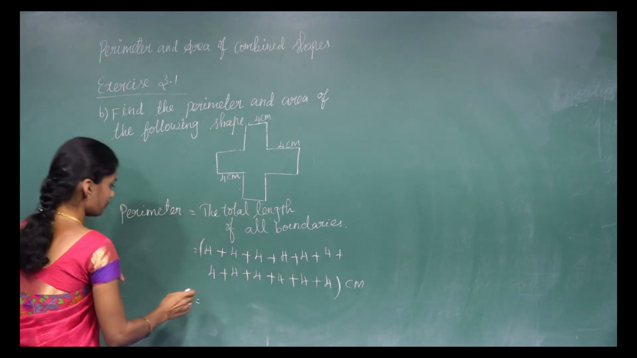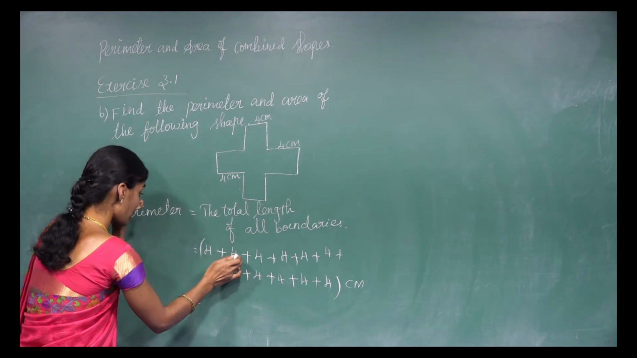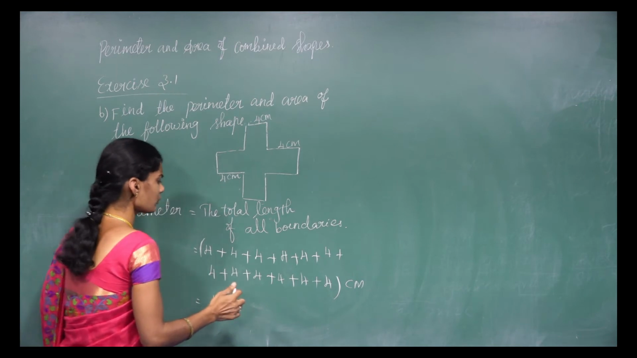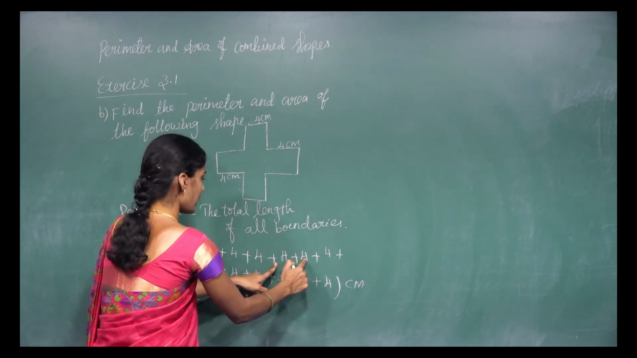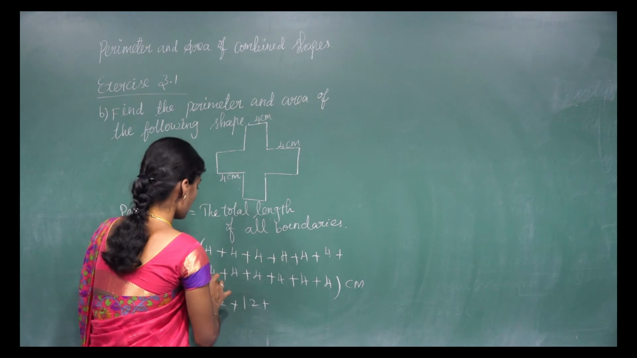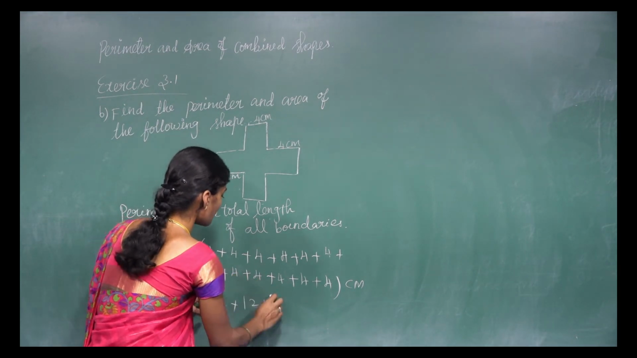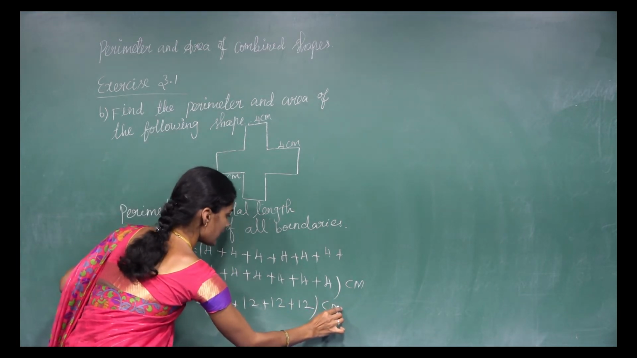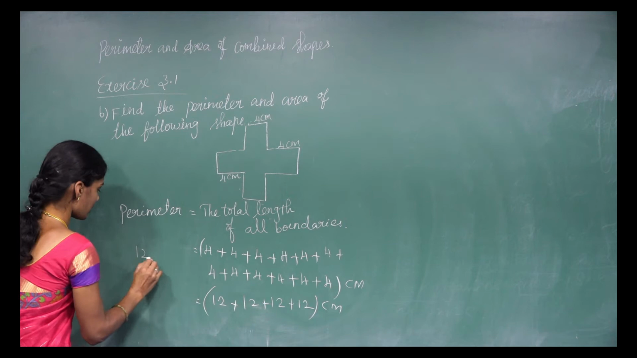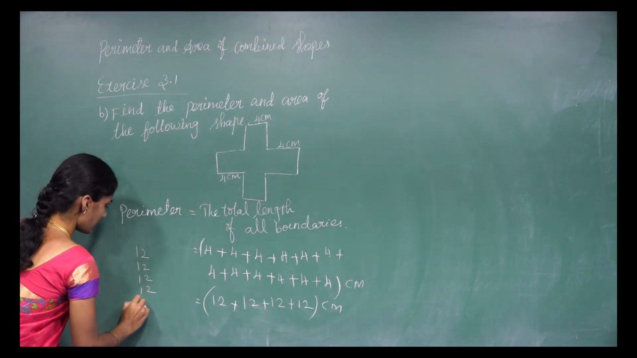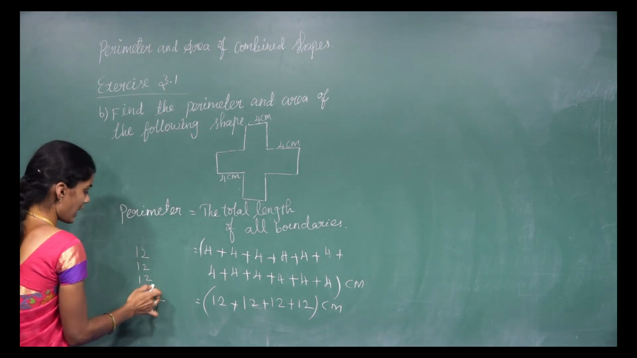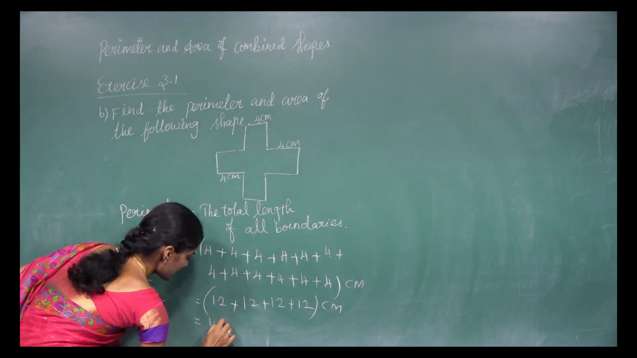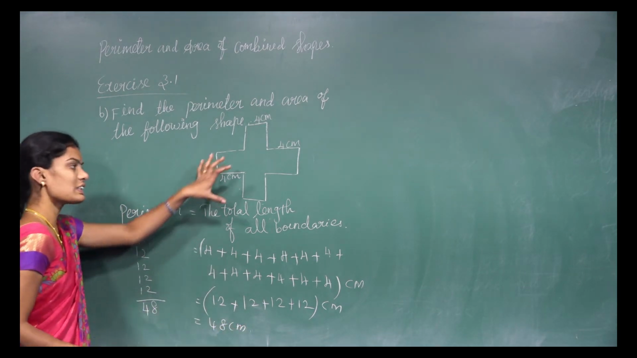Now add. 4 plus 4, 8. 8 plus 4, 12. Next again 4 plus 4, 8, 8 plus 4, 12. Add like this. Again 12 centimeter. Now we add for the perimeter: 12, 12, 12, 12. 2, 4, 6, 8, so 48 centimeter is the perimeter of this figure.